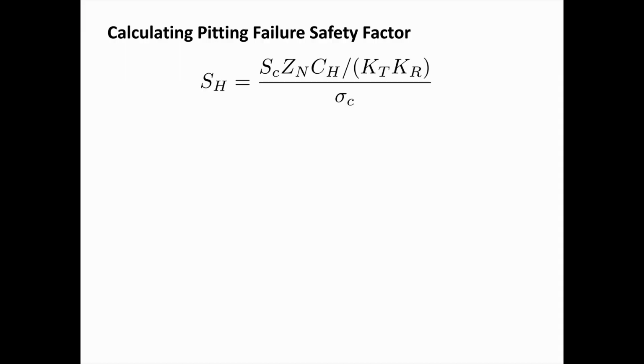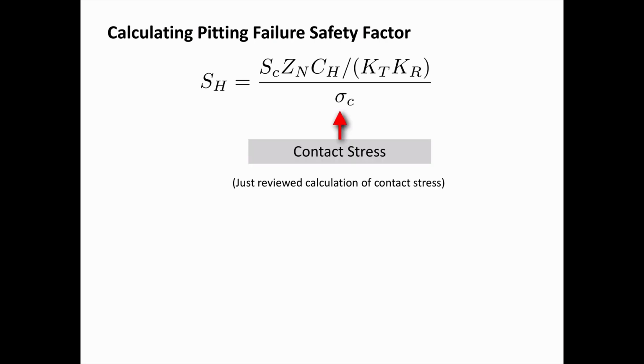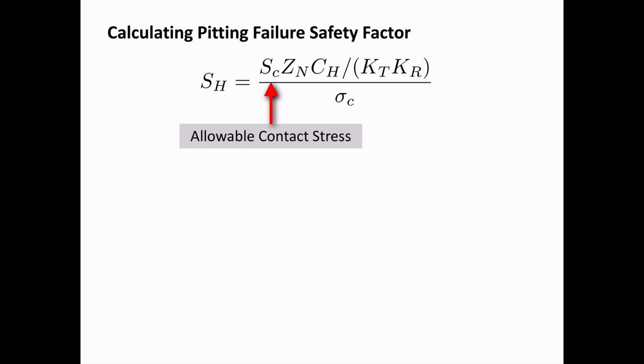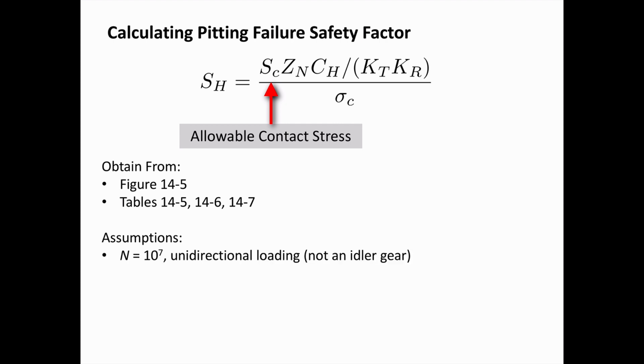Okay, now that we've learned how to calculate contact stress, let's look at the safety factor. There's the contact stress. We just reviewed that. S sub C is the allowable contact stress. We can obtain that from figure 14-5 or these tables. It requires a number of assumptions. First, that the number of load cycles is 10 to the 7th. Also, that we have unidirectional loading.